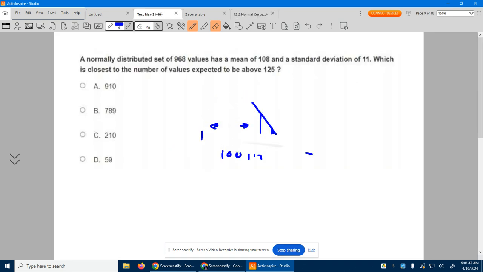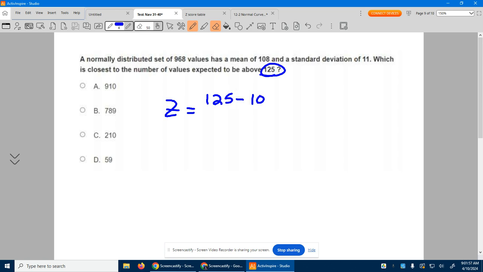So we're going to go back and figure out the z-score. To do the z-score, and it's on our sheet normally, we're going to simply take the value we're dealing with here, which is 125. We subtract the mean, which is 108, and then simply divide by the standard deviation. When I do that, I'm going to get approximately 1.545. So we're just going to say 1.55. That's what we're going to look up in a z-score table.